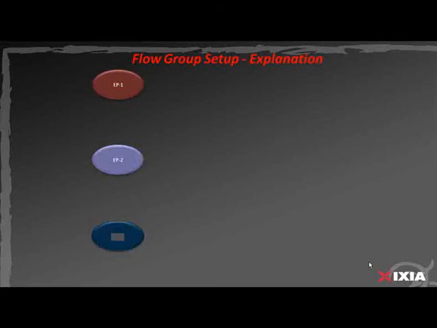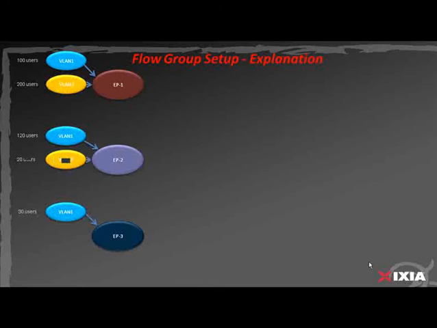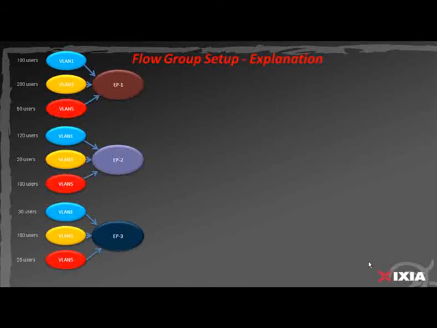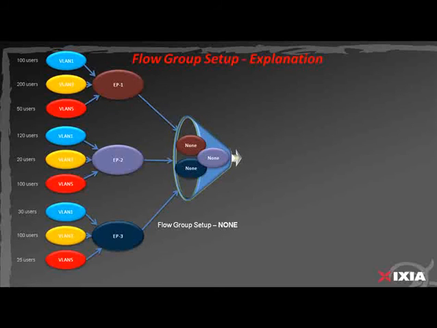We will now explain flow group setup and service modeling with the use of an example. If you have an IxNetwork configuration in which you have 3 endpoints configured within the traffic wizard, each endpoint now has 3 VLANs associated with the endpoints: VLAN 1, VLAN 3, and VLAN 5. Each VLAN can have a different number of IPv4 endpoints associated with the VLAN.